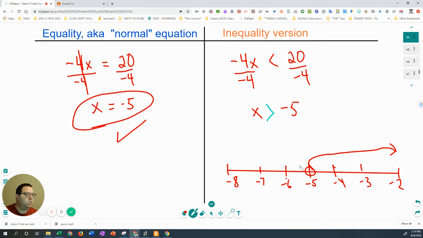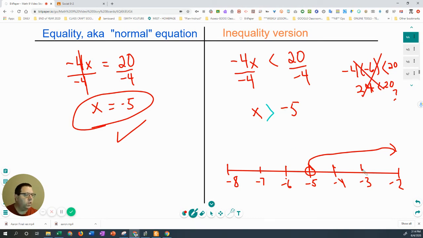If we hadn't reversed the sign, if we'd said x has got to be less than negative 5, that means negative 6 would work. Well, what happens when you put in negative 6? Negative 4 times negative 6 is 24, and this is supposed to be less than 20. Is 24 less than 20? No, it's not. So reversing the sign actually maintains the truth.